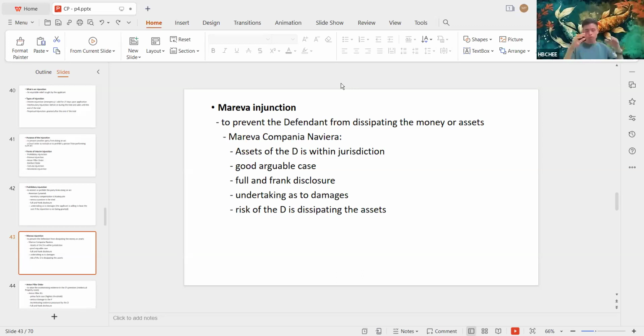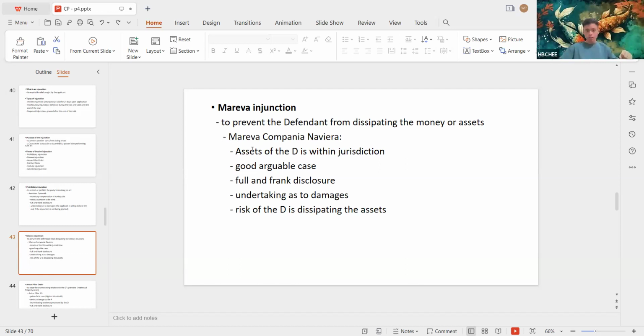Mareva injunction is where you want to freeze the account of the defendant and also his movable or immovable assets. Once you get the Mareva injunction, the bank account will be frozen and he cannot simply use the money from the bank. Nonetheless, the defendant will be given a certain amount as living cost with the court order. The principle is that you must show the defendant has dissipated his money or assets.